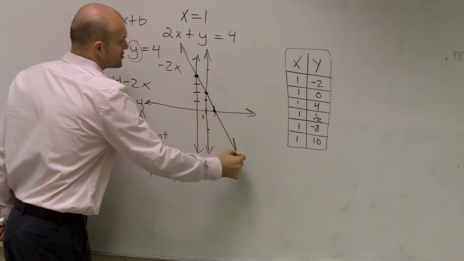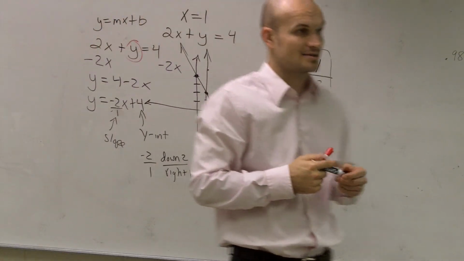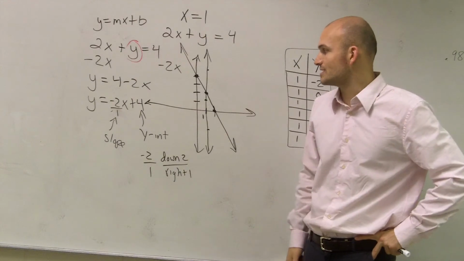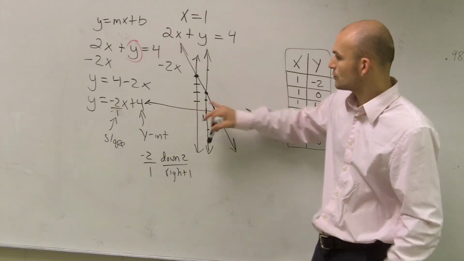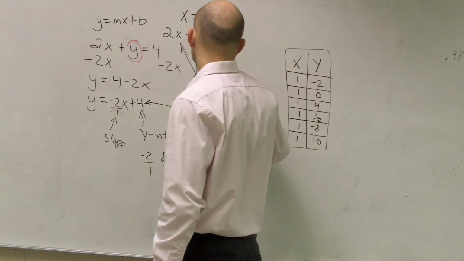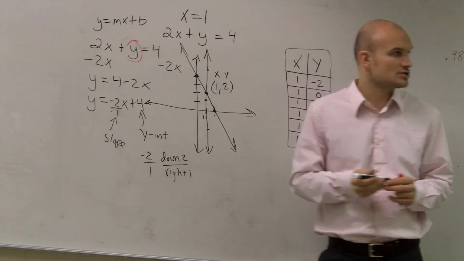Then, remember, ladies and gentlemen, we're trying to find the solution, right? The solution is where they're going to intersect. So what we need to do is determine the point where these two lines intersect. And we just go ahead and find our coordinates. So it's going to be over 1, up 2, where x is 1 and y is 2.